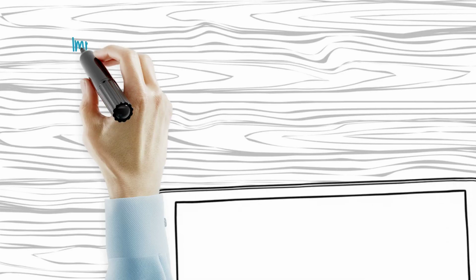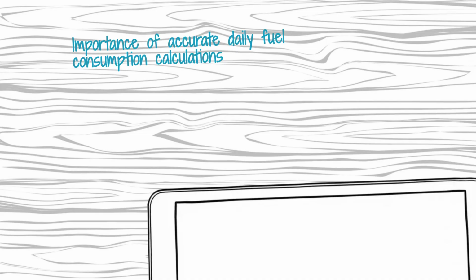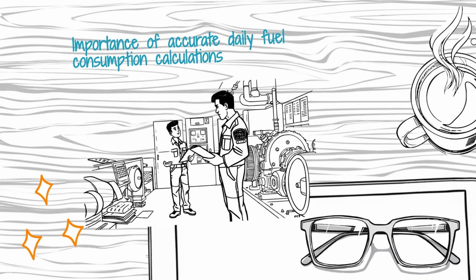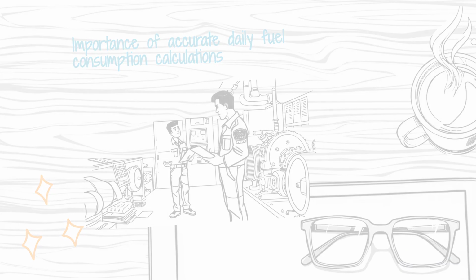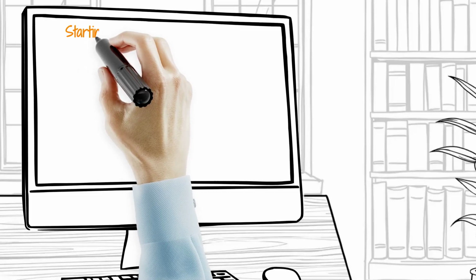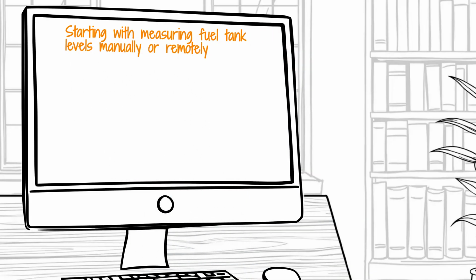Accurately calculating daily fuel consumption is one of the most important tasks for a marine engineer because fuel is the largest operating expense for any ship, and precise data is required for environmental compliance and voyage planning. The process begins with taking manual soundings or readings from the remote tank level gauges to determine the volume of fuel remaining in the tanks.